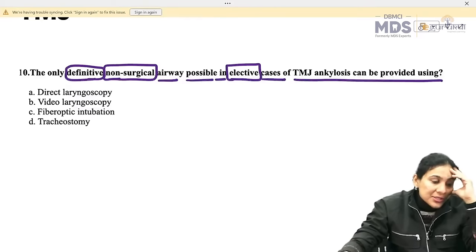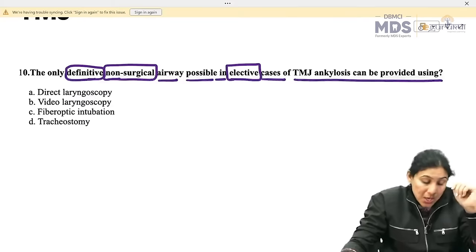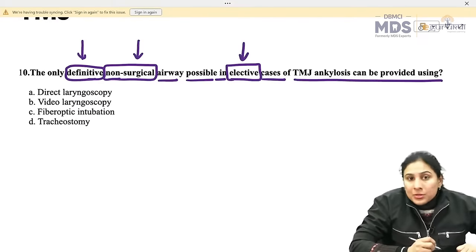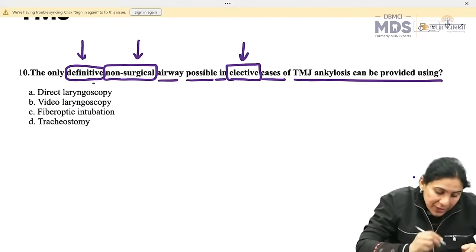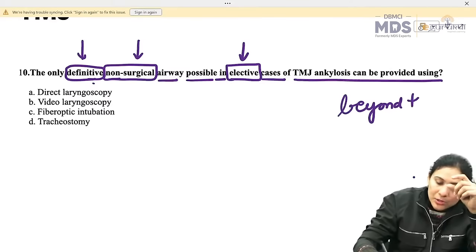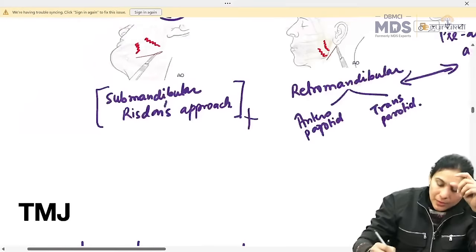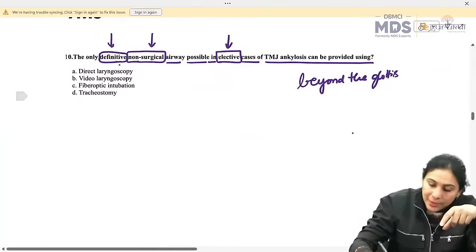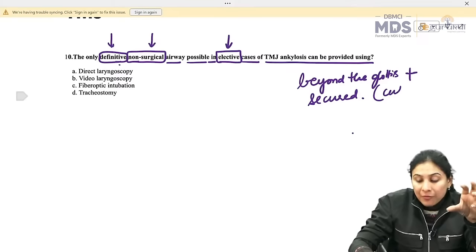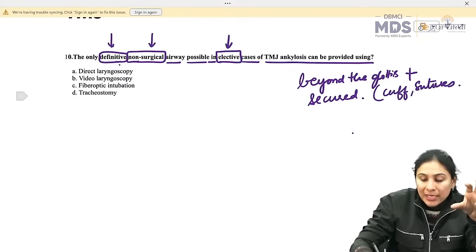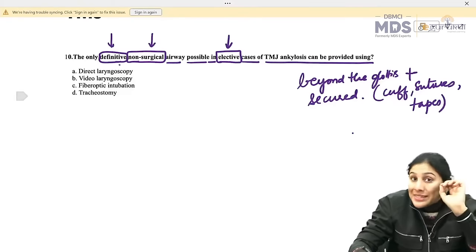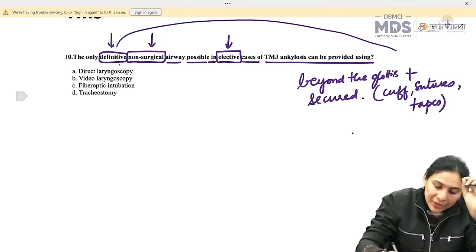Very good. So the correct answer to this question is fiber optic intubation. These are the keywords that you have to pick up in the question. Definitive airway. What is definitive airway? Any airway device which is present beyond the glottis, plus it is secured in that place. It can be secured with cuff, it can be secured with sutures, it can be secured with tapes, anything. Meaning, the tube should be beyond the glottis and it should be secured there. That makes it a definitive airway.